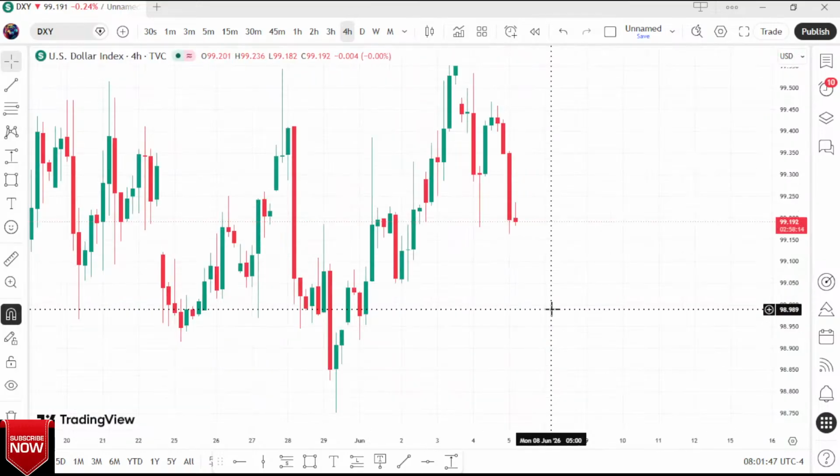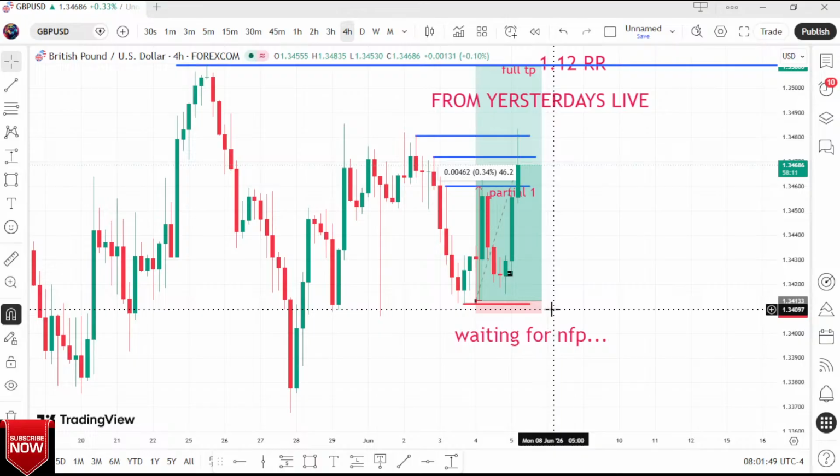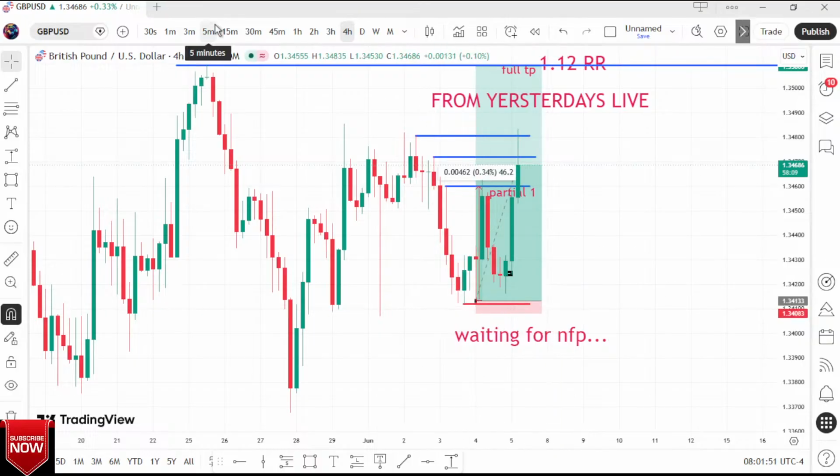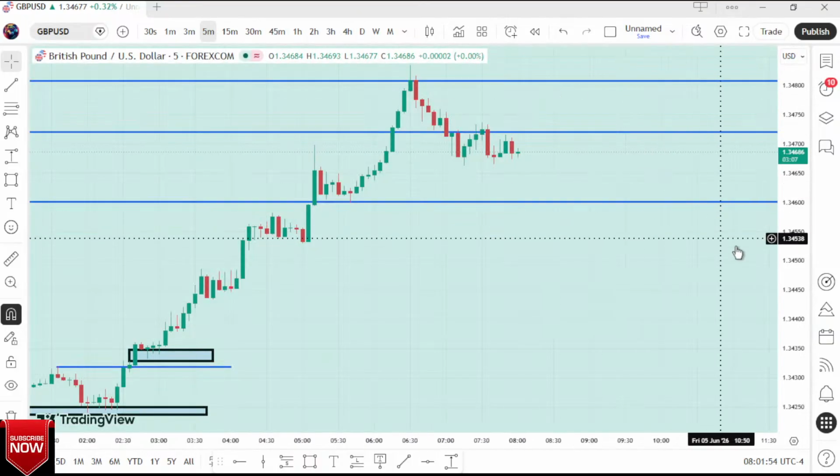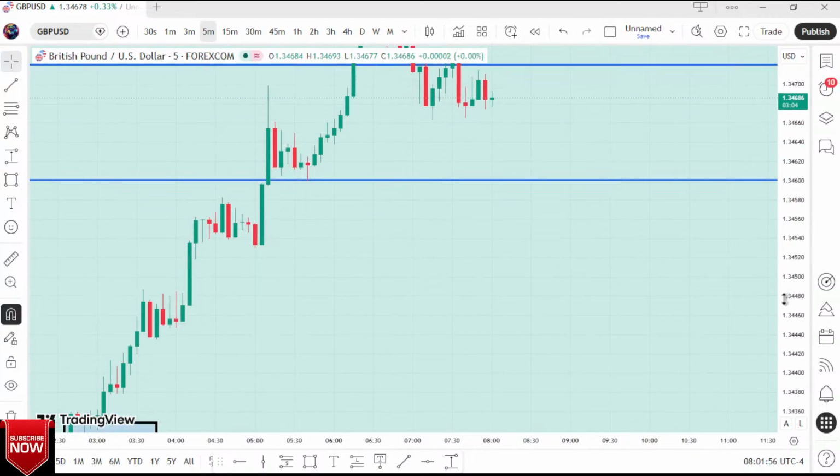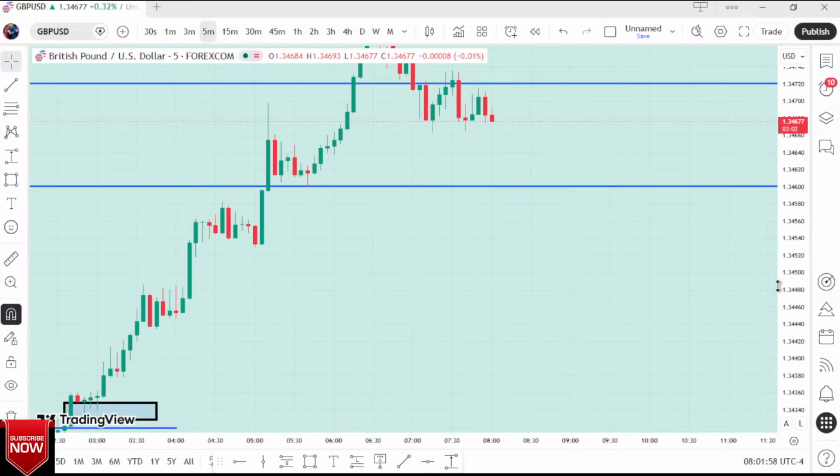The DXY is expecting lower prices. During the news, we're expecting bullish price, but you can see price actually declining lower. But what I want to see is more bullish prices.